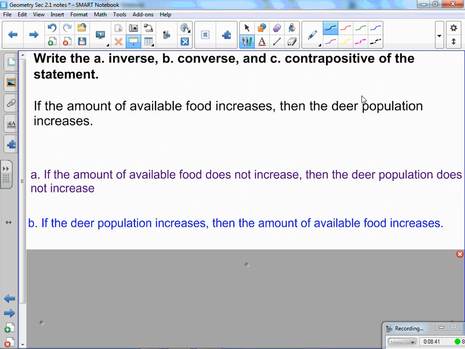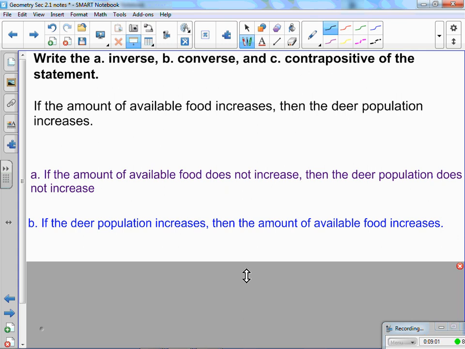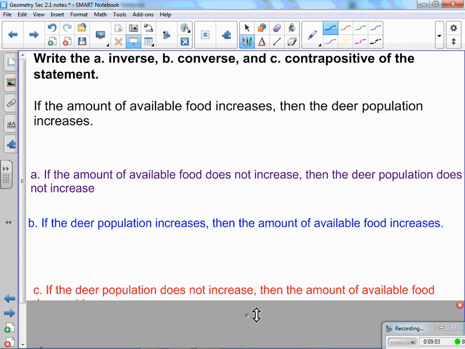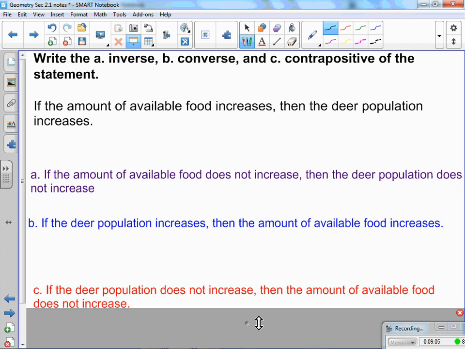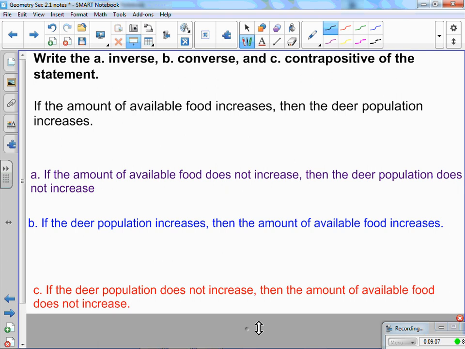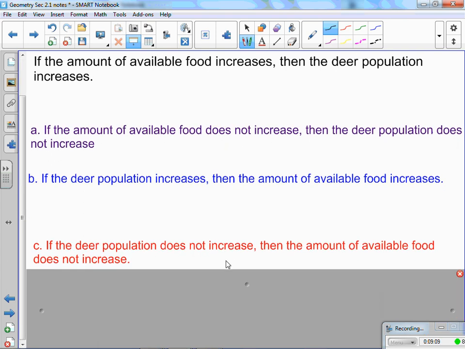So deer population was at the end, now it's at the front. We're in the hypothesis, and available food was in the hypothesis at the front, and now it's at the end in the conclusion. And the last one, the contrapositive, we're going to take these two statements, turn them into one statement basically. And so if the deer population does not increase, then the amount of available food does not increase.